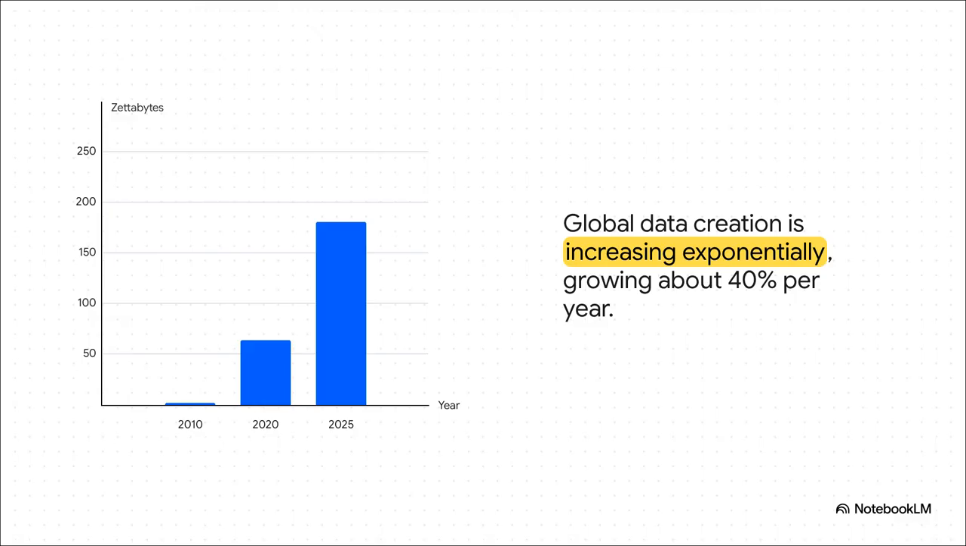And this chart just illustrates it perfectly. In 2010, all of humanity generated about 2 zettabytes of data. Okay? A decade later, 64. And by 2025, that's forecast to be 181 zettabytes. That's not just growth. That is a vertical, exponential explosion of information.